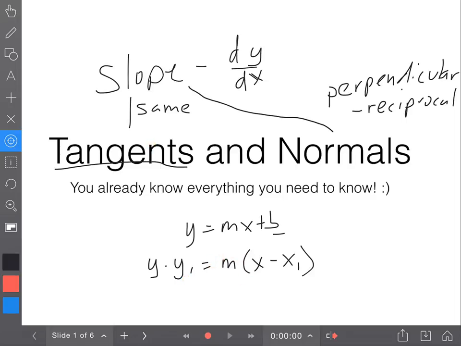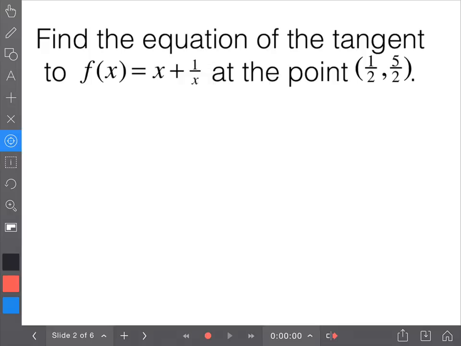If you want a tangent, you put the same slope in, and if you want a perpendicular and normal, then you put the negative reciprocal in for the slope. All right, here, let's just do one. You can see what I'm talking about.